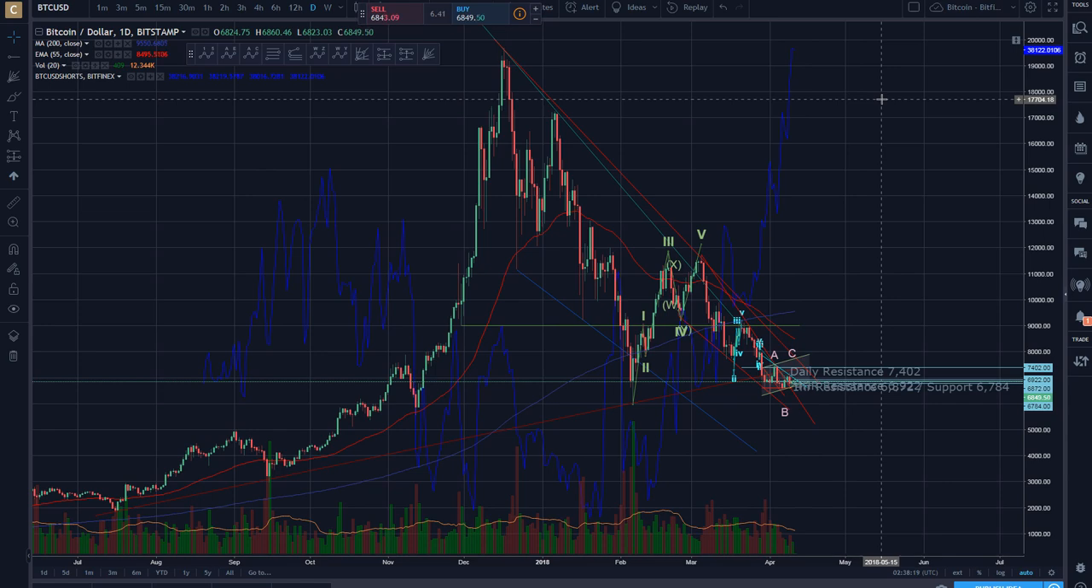What do they have to do when they cover their shorts? They have to purchase. They have to buy, right? And so if they have to buy as the market's moving up, now you have even more buyers, right? So the market gets squeezed into this point where the only place it can go is up, and the only place it can go fast is up.